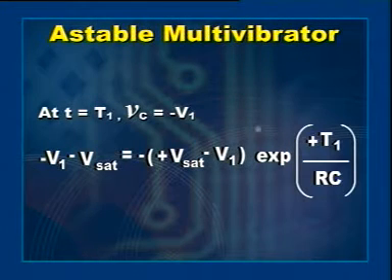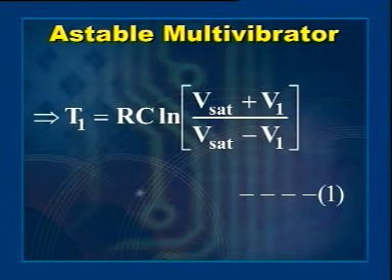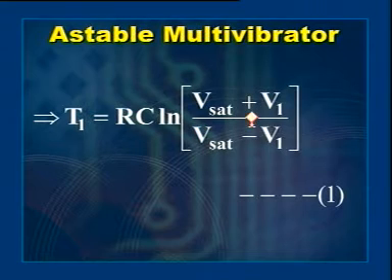At t equal to T1, Vc equal to V1. Therefore, V1 minus Vsat equals minus (plus Vsat minus V1) into exponential of minus T1 by RC. After simplification, we get T1 equal to RC ln of (Vsat plus V1) by (Vsat minus V1).